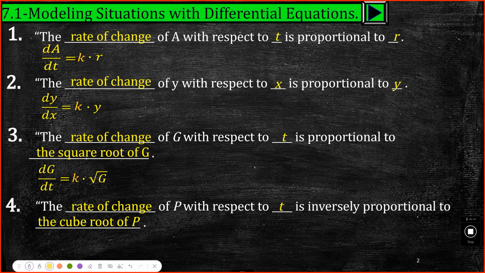So this one's going to be dp/dt, the rate of change of p with respect to t, is equal to... inversely proportional. What is inversely proportional?